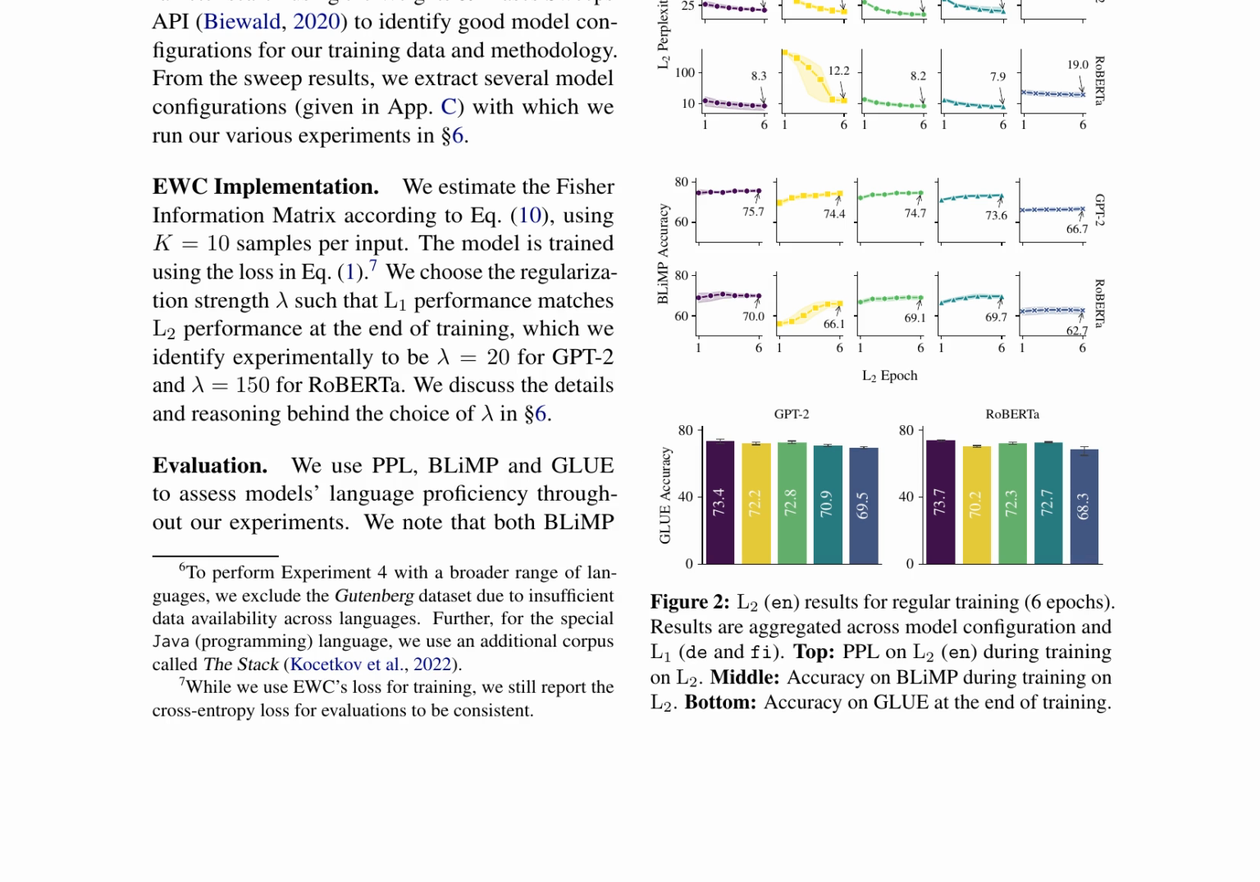Results, presented in Figure 2, show increased L2 perplexity during training for both models, with GPT-2 performing slightly better than Roberta. BLIMP accuracy and GLUE accuracy also improved during training, with GPT-2 outperforming Roberta. The experiment demonstrates the feasibility of training language models on multiple languages but highlights the challenge of catastrophic forgetting. Further investigation into the effects of regularization strength lambda on model performance is needed. Limitations include the need for more comprehensive evaluation metrics, particularly for non-English languages, and exploring alternative methods for mitigating catastrophic forgetting.